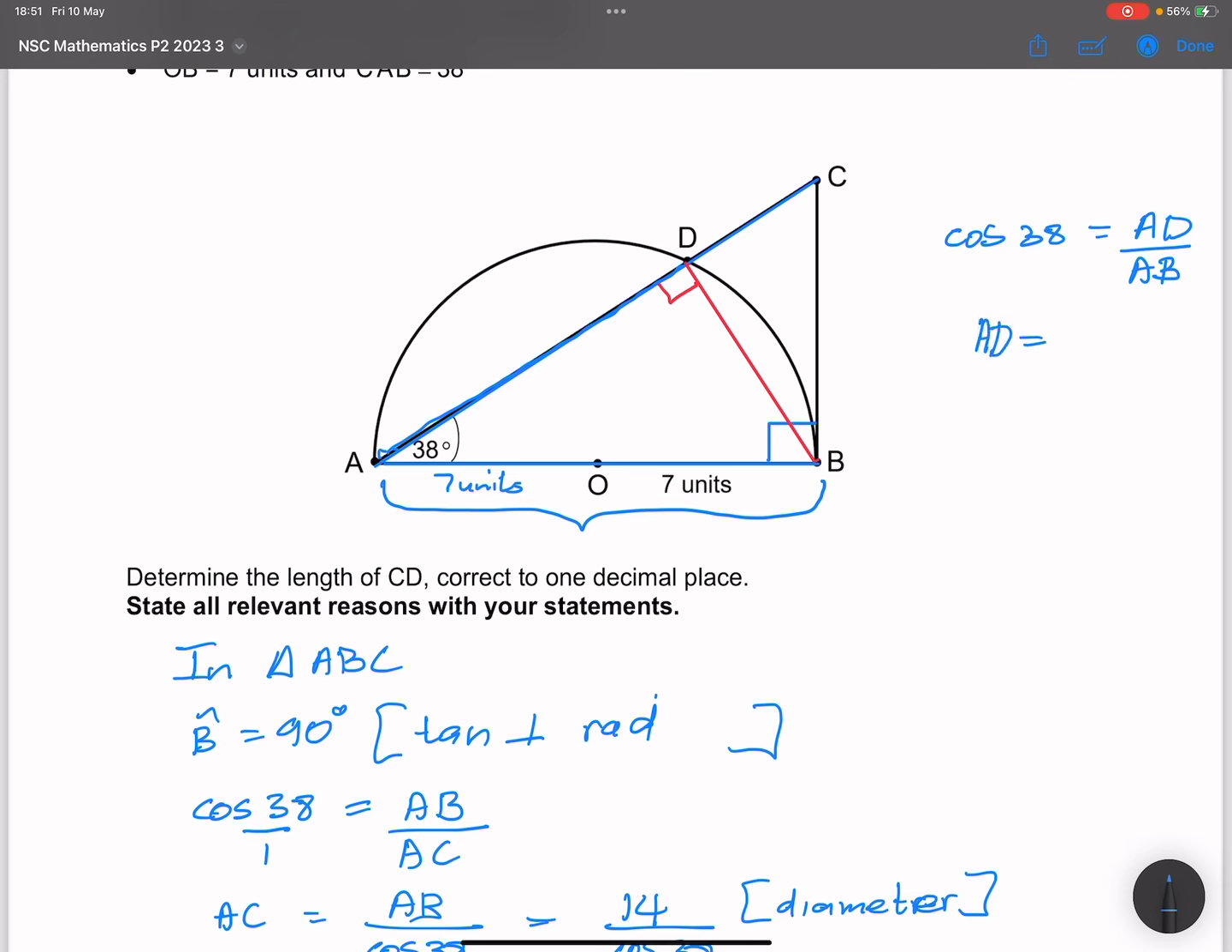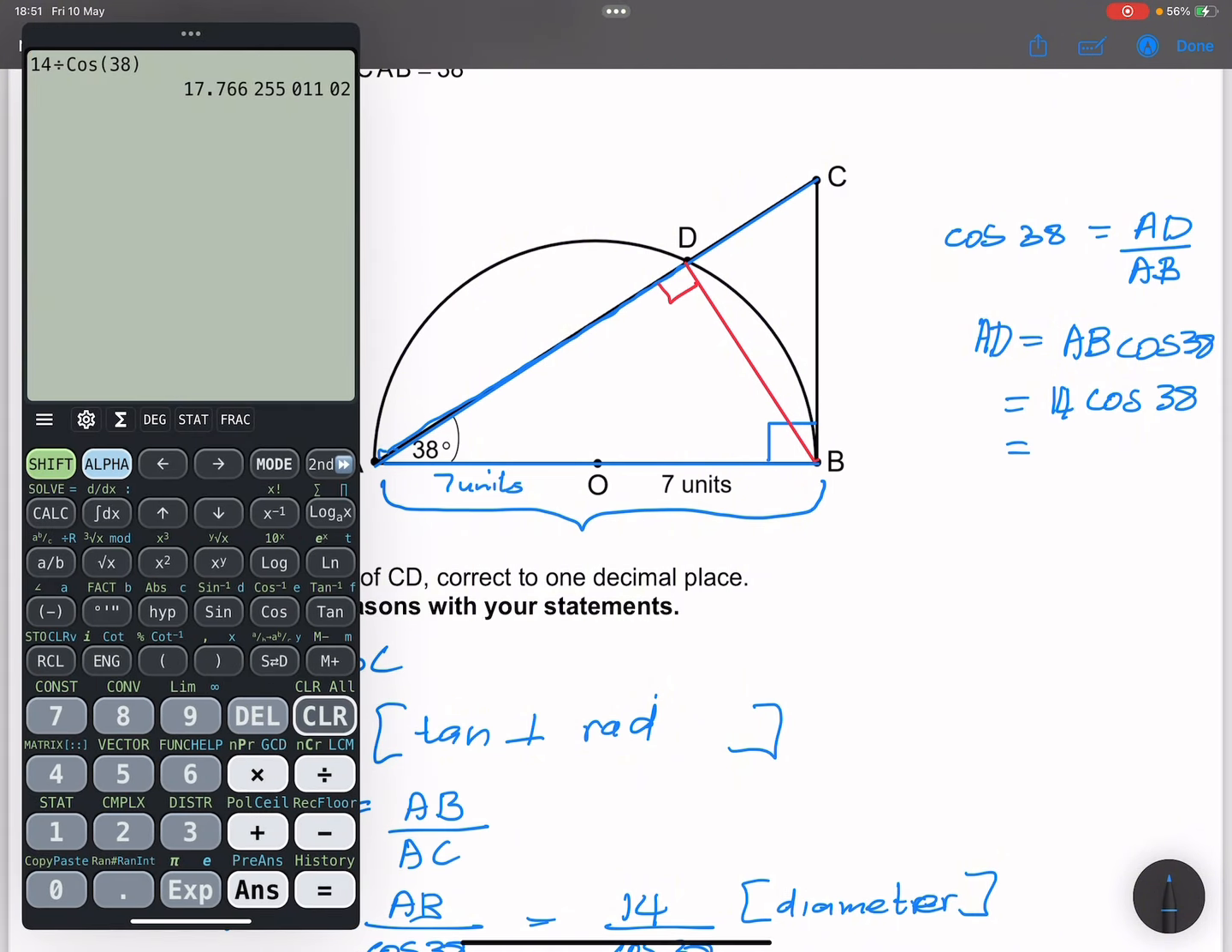Right, now I'm going to look for AD. So AD is equal to AB cos of 38. Right, and what does that give us? That's going to be 7 plus 7 units, which is 14 cos of 38 degrees. So that's 14 times the cosine of 38. So that's 11 point something, well, we'll just say that's 11 units.